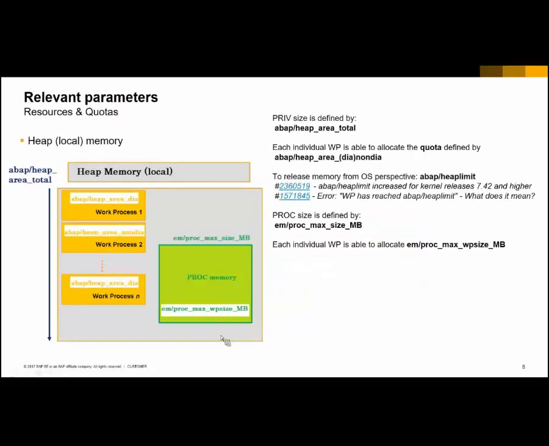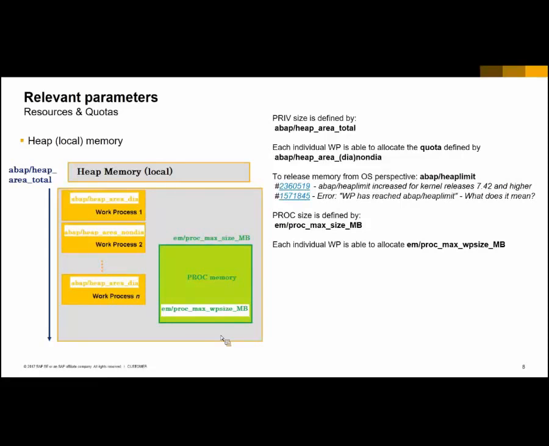Regarding heap memory, this is local memory that can only be used by each work process. This memory can be divided into brief memory and proc memory. With brief memory, the work process is reserved for processing the current user context until the context releases the work process again, once the request has ended. Up to this point, no other user context can be mapped to the work process.